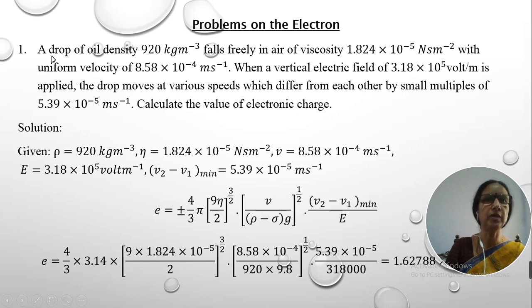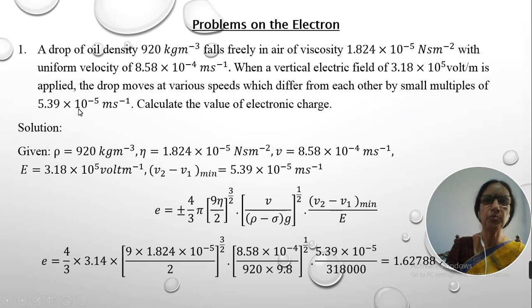The first problem: a drop of oil of density 920 kg per meter cube falls freely in air of viscosity 1.824 into 10 raised to minus 5 Newton second per meter square with uniform velocity of 8.58 into 10 raised to minus 4 meter per second. When a vertical electric field of 3.18 into 10 raised to 5 volt per meter is applied, the drop moves at various speeds which differ from each other by small multiples of 5.39 into 10 raised to minus 5 meter per second. Calculate the value of electronic charge.